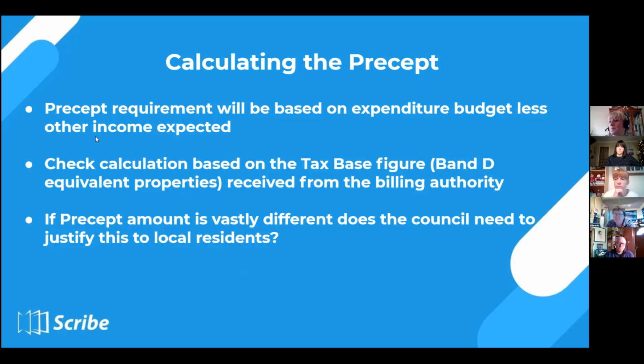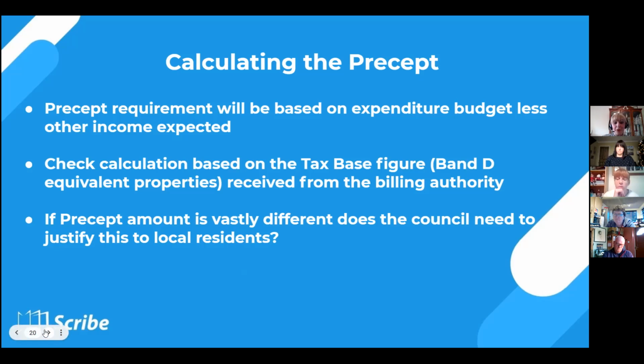If your council has decided to increase its precept by a vast amount, the increase in the annual charge for the council's element may need to be justified to local residents. It's usually a good idea to put a brief statement as to why the precept has been increased on the council's website and in the newsletter too, if you have one.